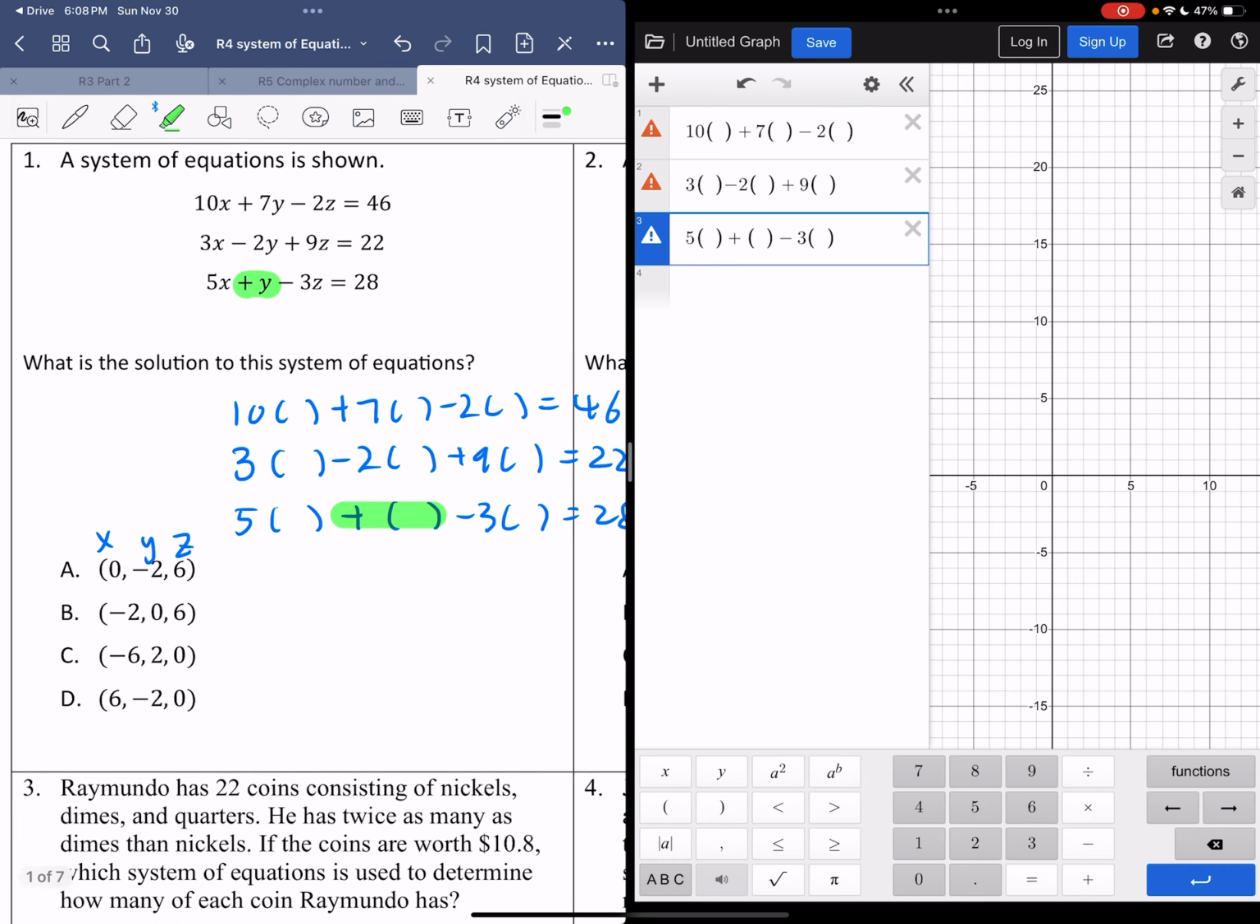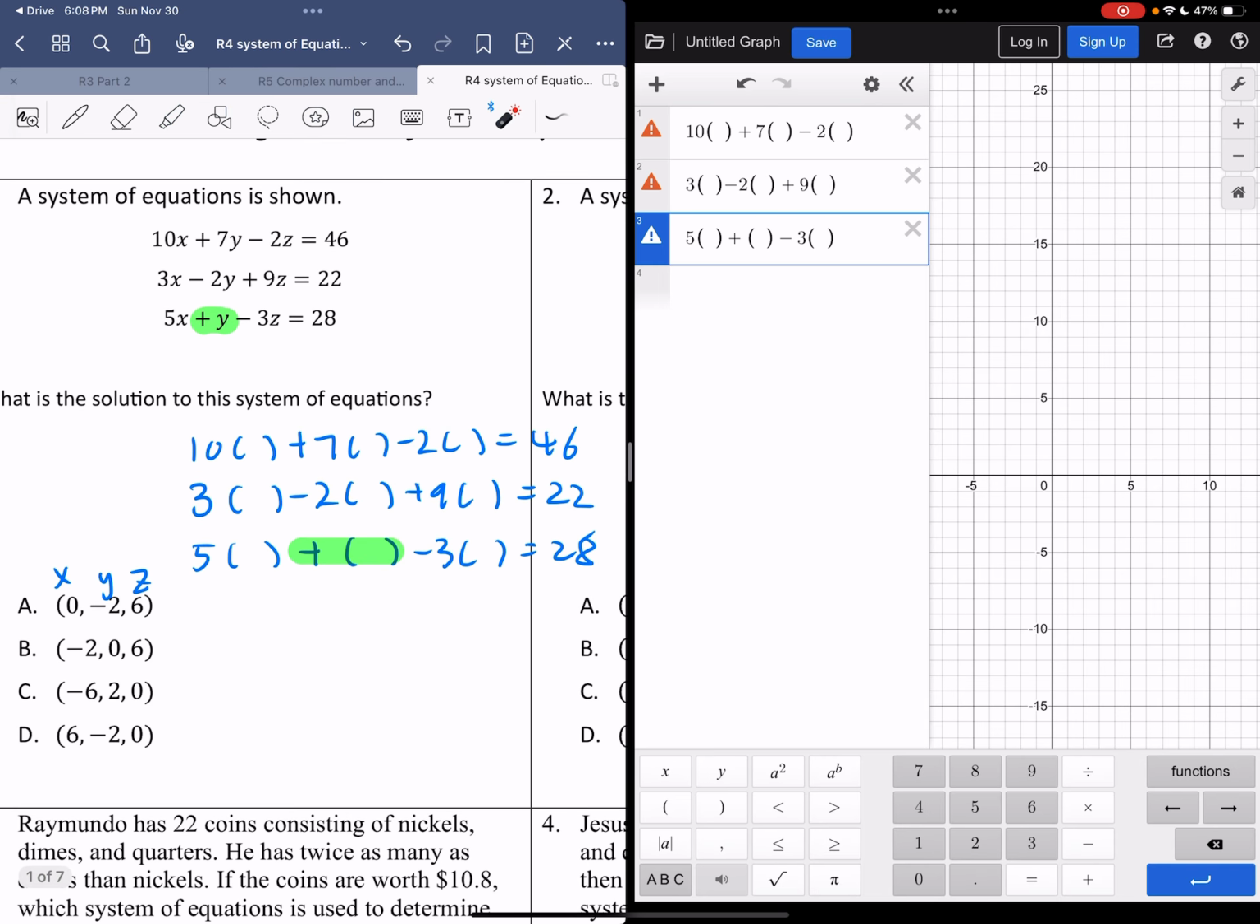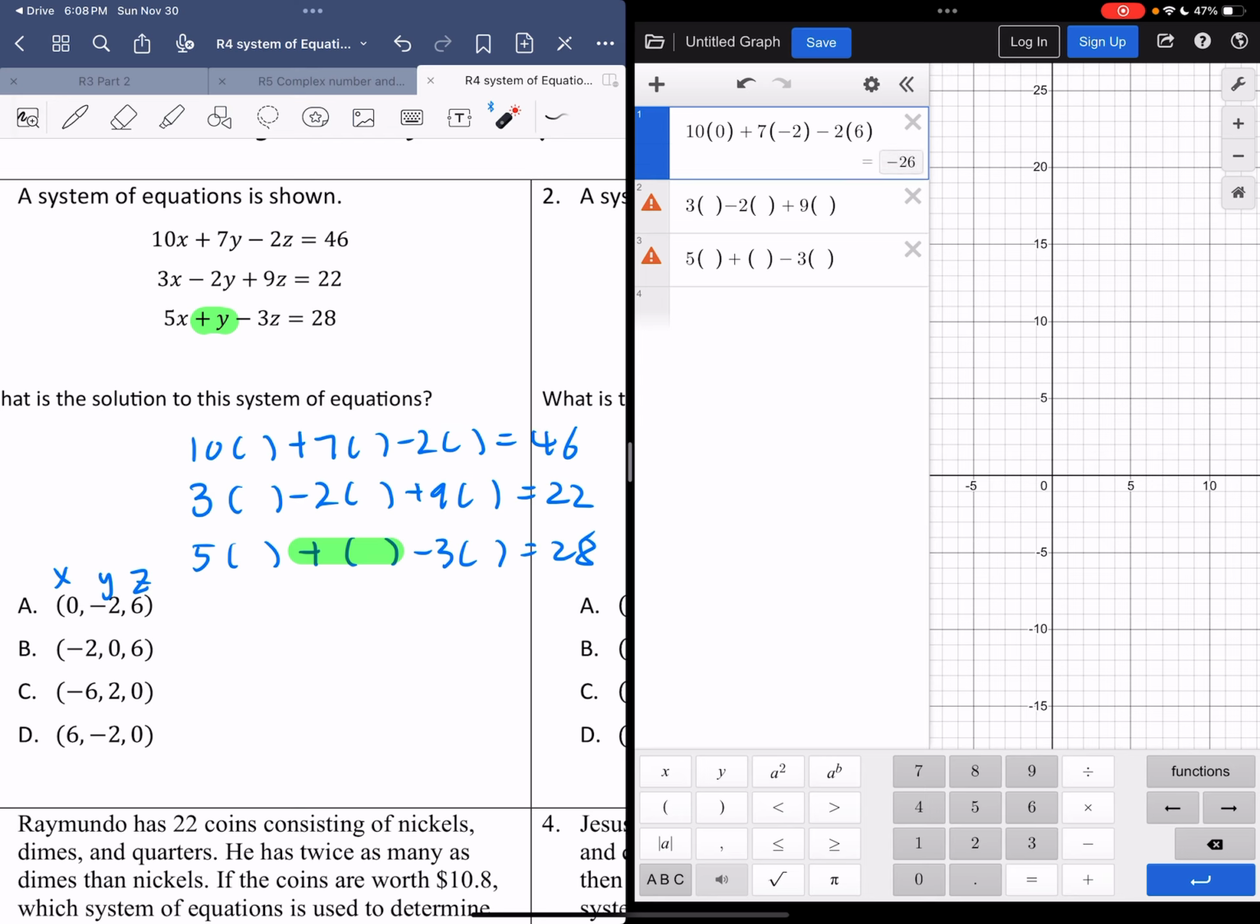So I'm going to put every single one of these in here one by one and see which one gives you these numbers. So for the first one, I should get 46. If it doesn't, I'm just moving on. But double check, because sometimes you may have made a mistake here. So negative 26, it doesn't. Double check: 10, 7, 2, 10, 7, 2, negative 2. Yeah, so the first one is not the answer.